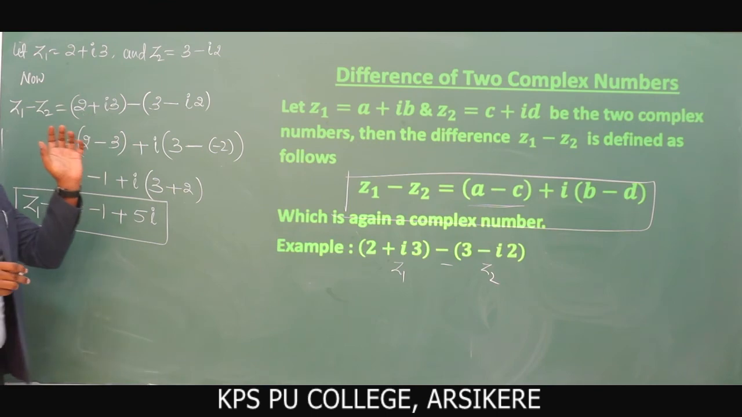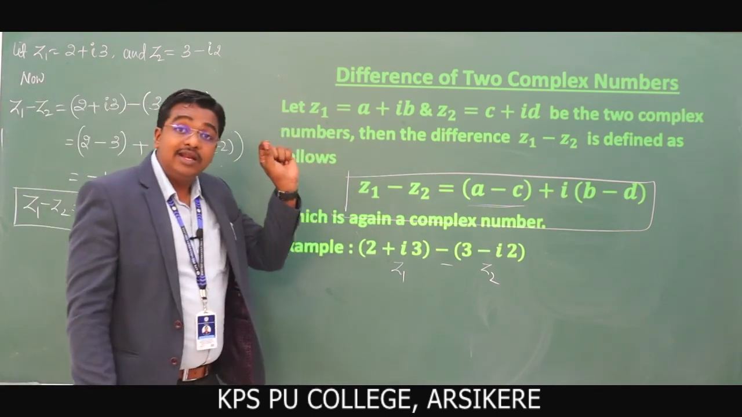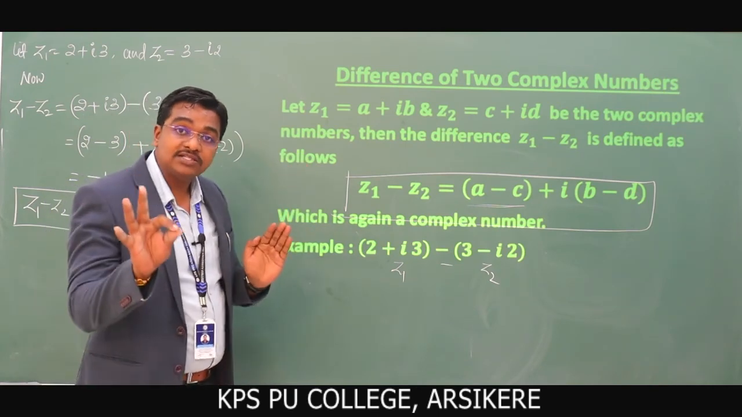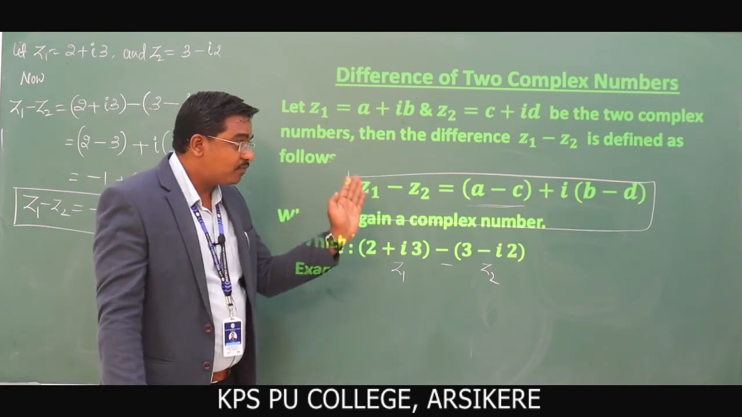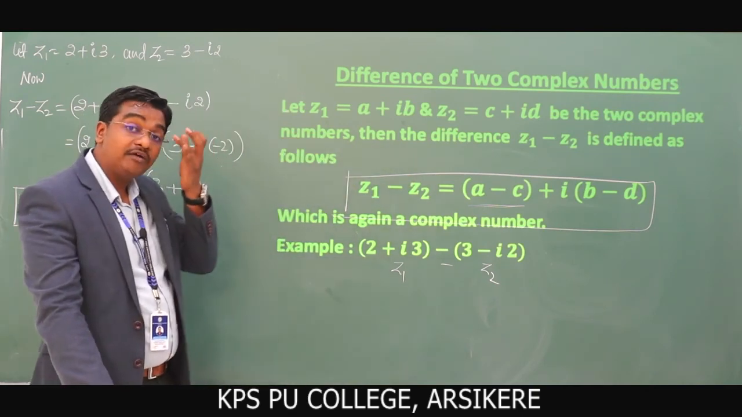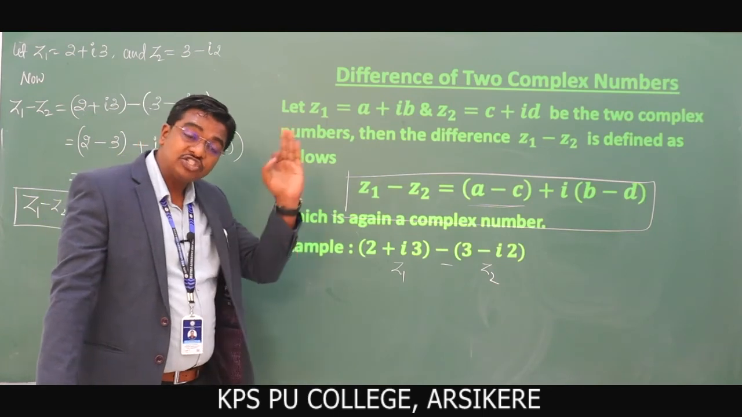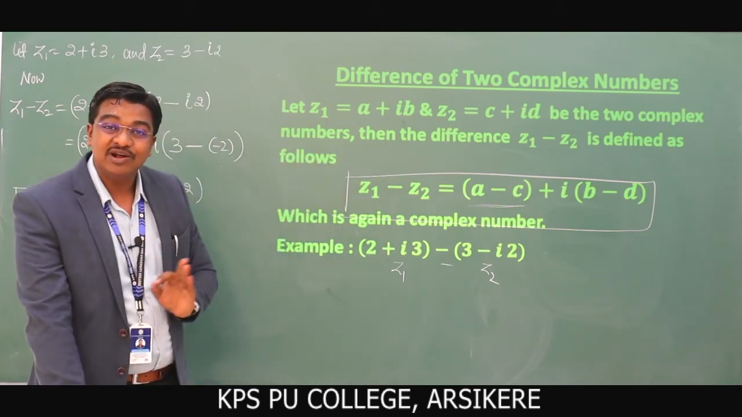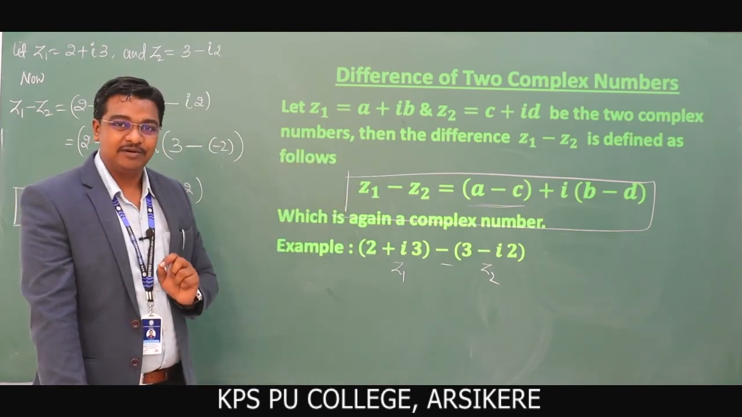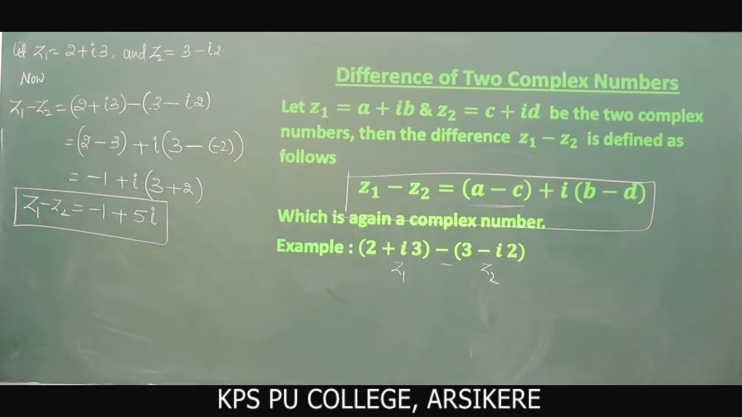Understood, children? So when we are finding the difference of two complex numbers we must follow real part minus real part plus I times imaginary part minus imaginary part. Real part of the first one minus real part of the second complex number plus I times imaginary part of the first complex number minus imaginary part of the second complex number. Understood, children? Take a pause and note all the things I have written here.